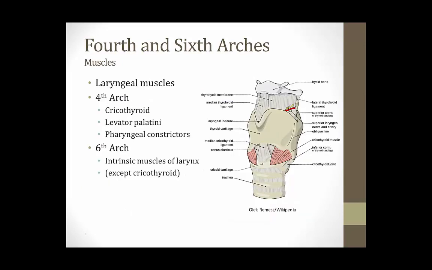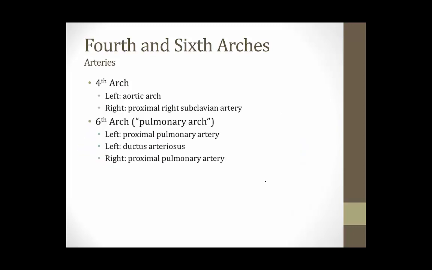And if you know that the larynx cartilage comes from the fourth and sixth arches, it's easy to remember that the laryngeal muscles also come from these two pharyngeal arches. The fourth arch gives rise to the cricothyroid muscle, the levator palatini muscle, and the pharyngeal constrictor muscles. The sixth arch gives rise to the intrinsic muscles of the larynx, with the exception of the cricothyroid that comes from the fourth arch. And finally, the fourth and sixth arches develop into major blood vessels in the adult.